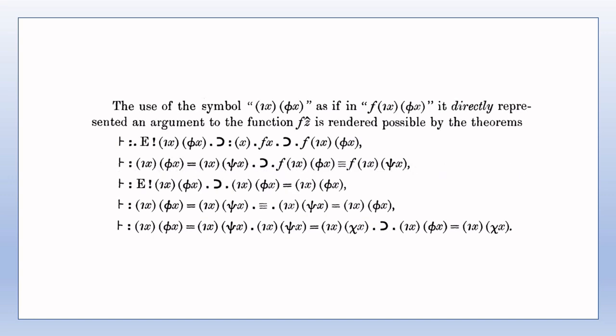In the introduction on page 86, we see a list of 5 propositions from this section: 14.18, 14.16, 14.28, 14.131 and 14.144, and through these propositions Whitehead and Russell say that the use of the symbol the so-and-so, as if in f of the so-and-so it directly represented an argument to the function f blank, is rendered possible. We must be aware throughout that the symbol the so-and-so is not a true argument in a propositional function, and thus psi of the so-and-so is not a value of the propositional function psi.